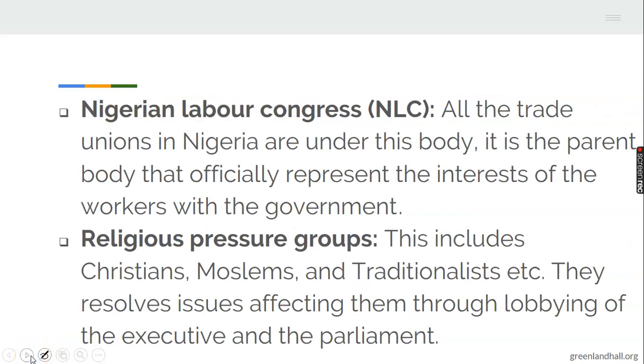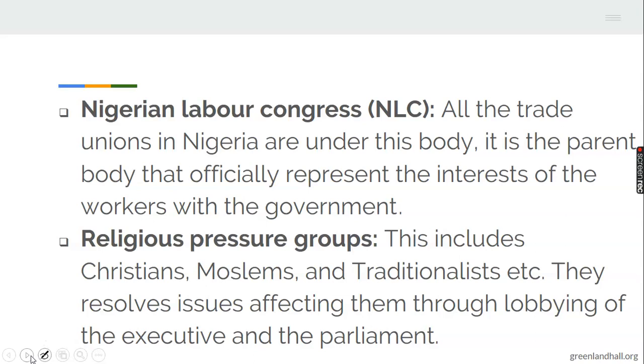Another one is the Nigerian Labour Congress, NLC. All the trade unions in Nigeria are under this body. NLC is just like an umbrella body covering all the trade unions in Nigeria. And it is the parent body that officially represents the interests of the workers with the government.